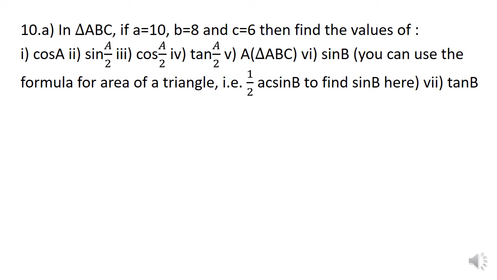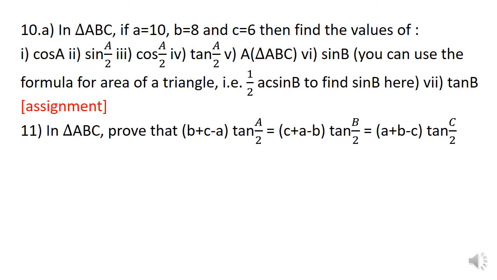Now this sum can be done as an assignment in your notebook. I have given you certain clues as to how to find out certain values as well over here. In the next sum, in triangle ABC, prove that (b plus c minus a) tan A by 2 is equal to (c plus a minus b) tan B by 2, which is equal to (a plus b minus c) tan C by 2. It is not as scary as it looks if we go about it in a systematic manner.